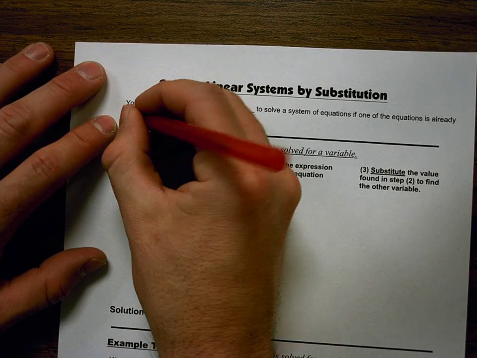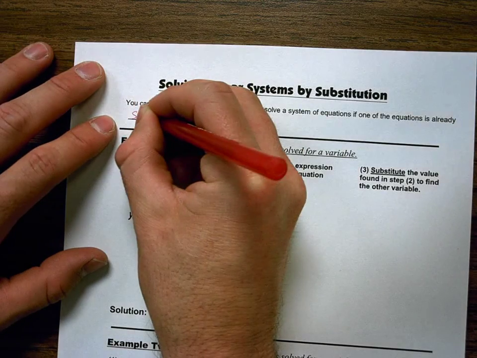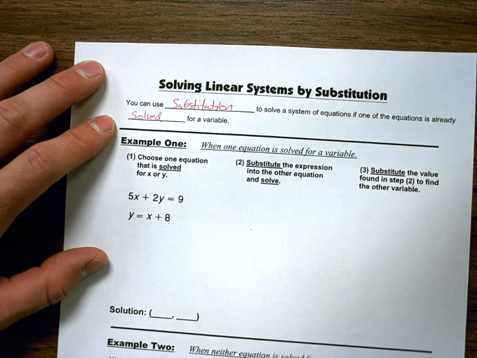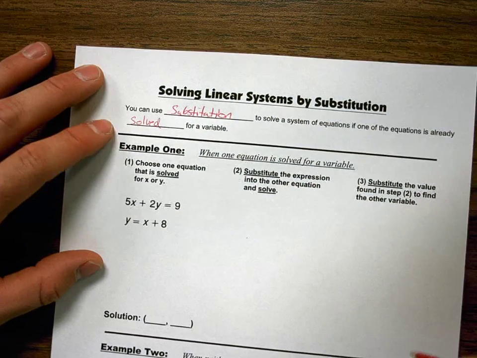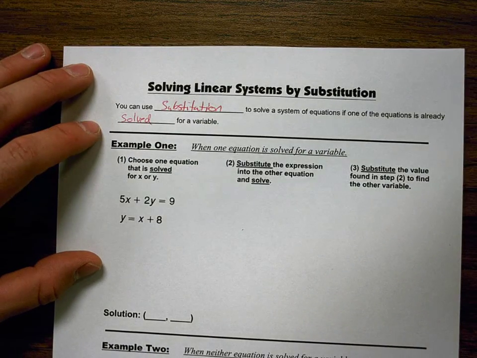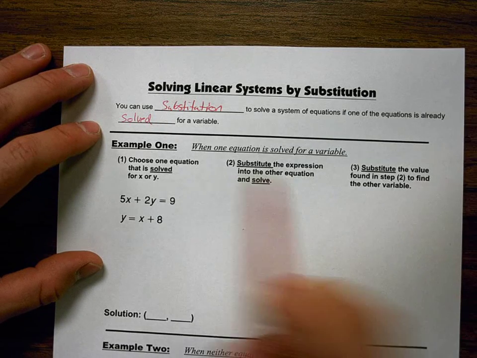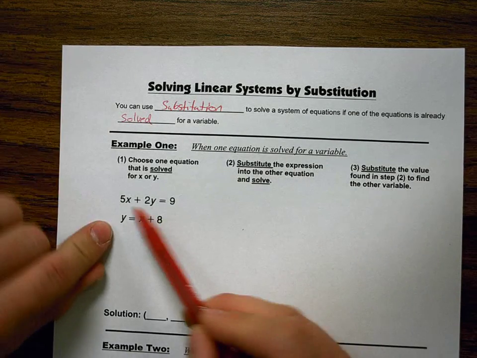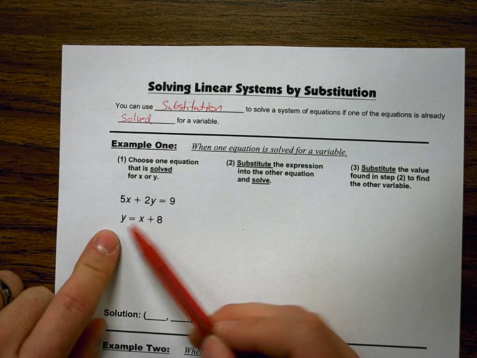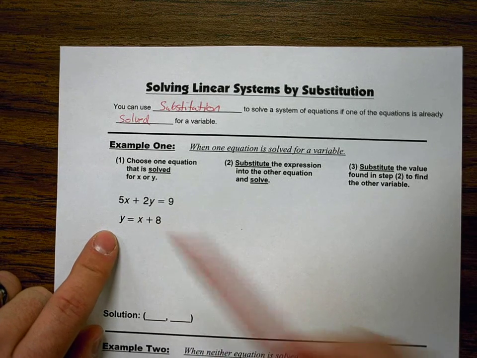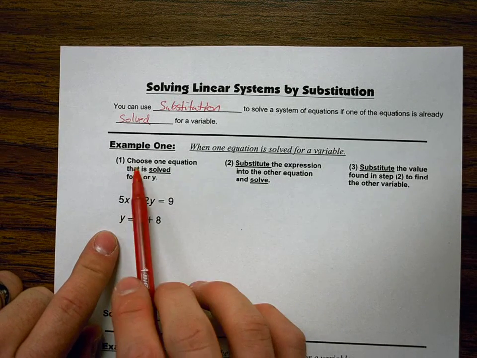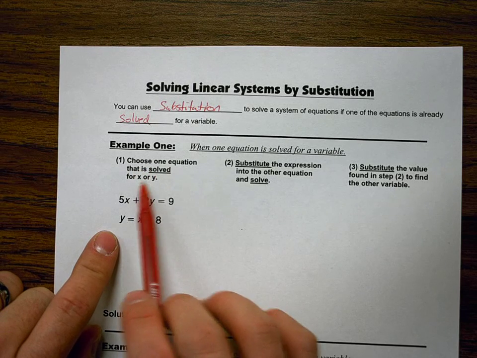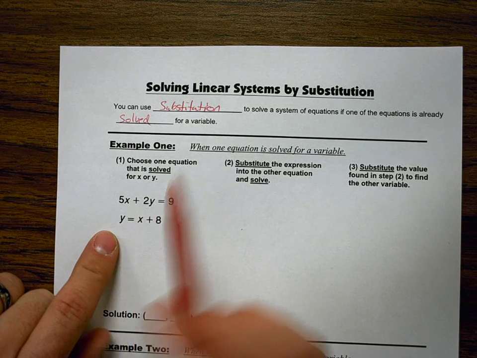You can use substitution to solve a system of equations if one of the equations is already solved for a variable. So example 1, when one equation is solved for a variable, that's what this means, y equals. This is solved for y. Y is all by itself. Step 1, choose one equation that is solved for x or y. So we're going to choose this one.